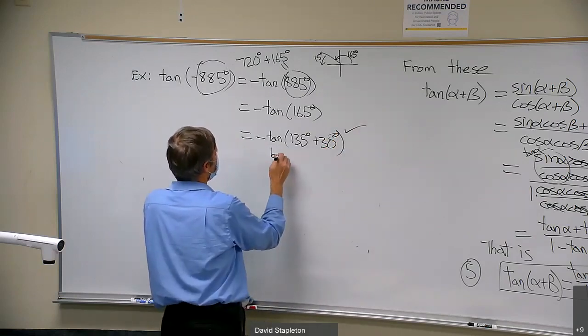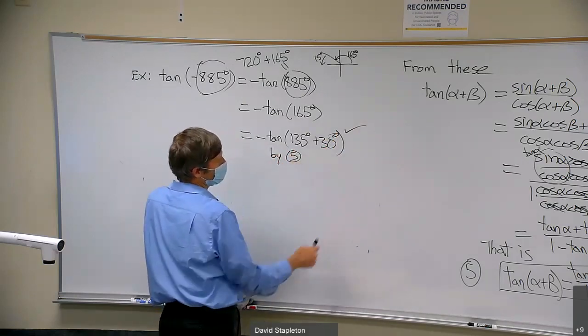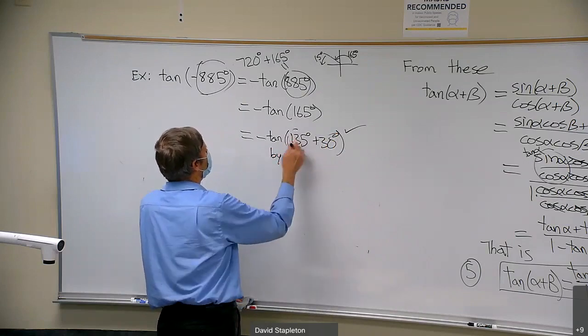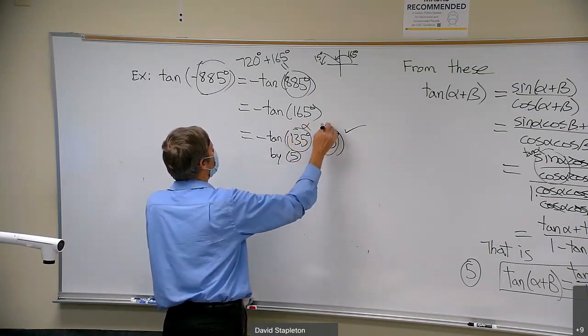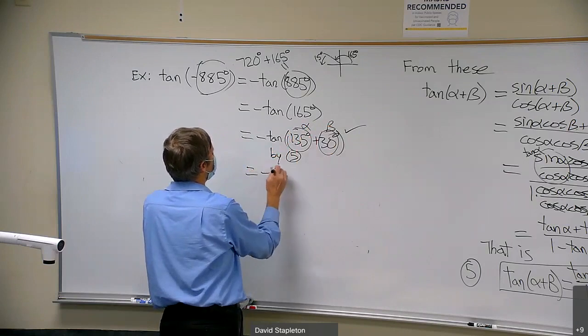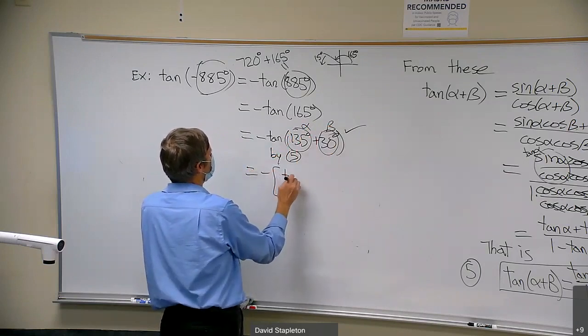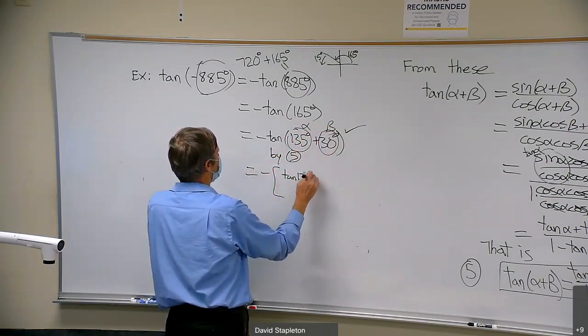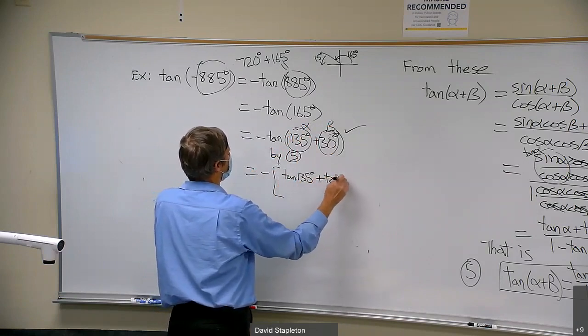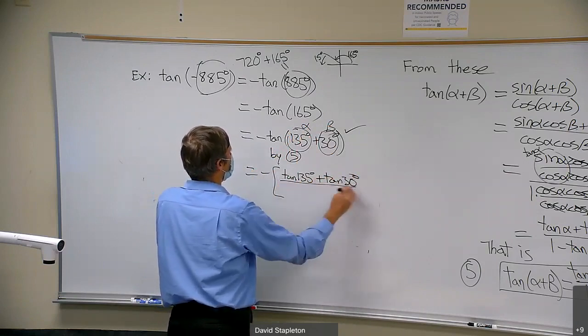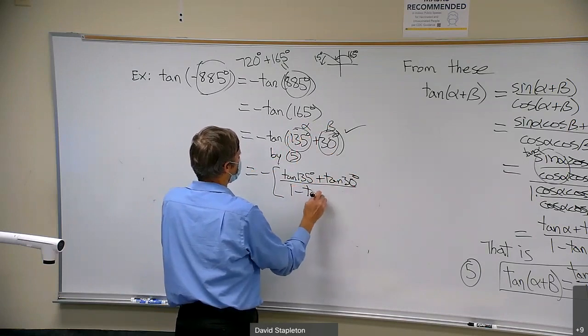Now, I'll use equation 5 here for the tangent of the sum of two angles, calling this alpha and this beta, and say tangent of alpha plus beta is tangent alpha plus tangent beta over 1 minus tangent alpha tangent beta.